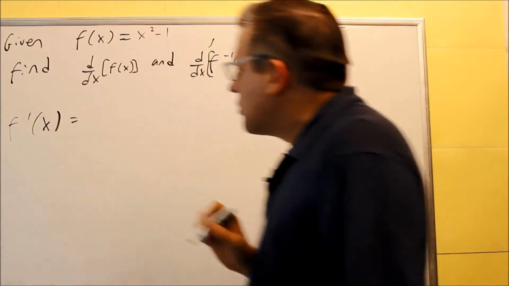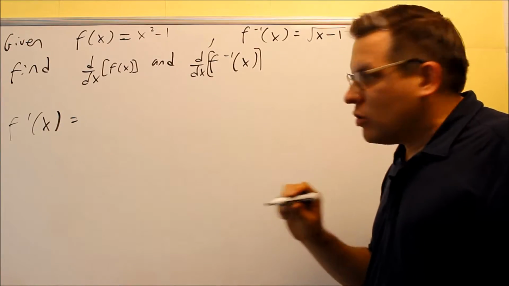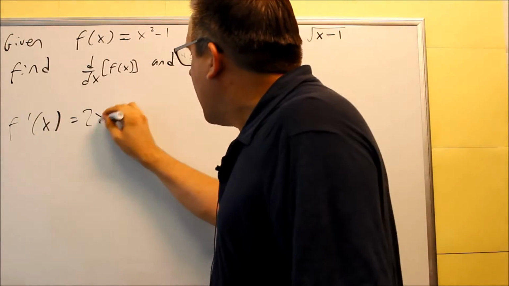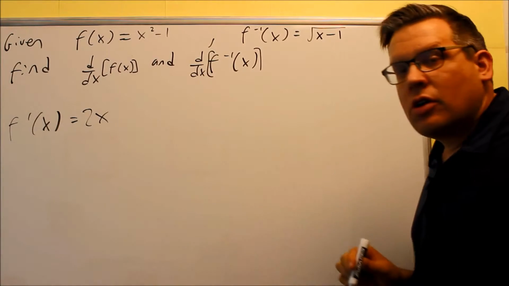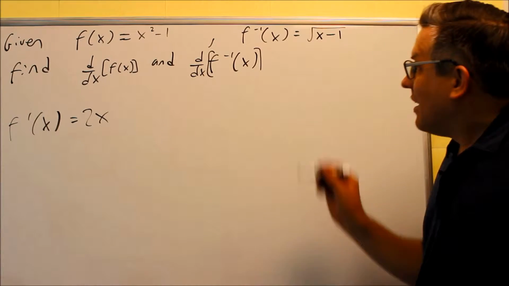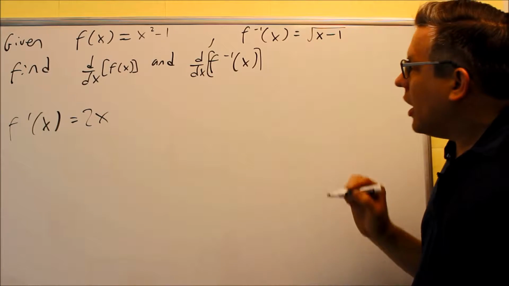F prime of x. Now this is going to involve the power rule. So 2 is going to come down, x, subtract 1, and then that's it. So that would be the derivative of the original one. You get 2x. Let's do that now for the inverse.